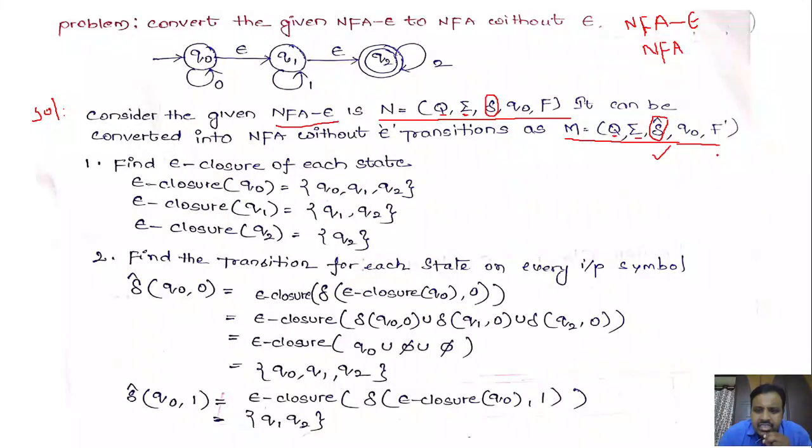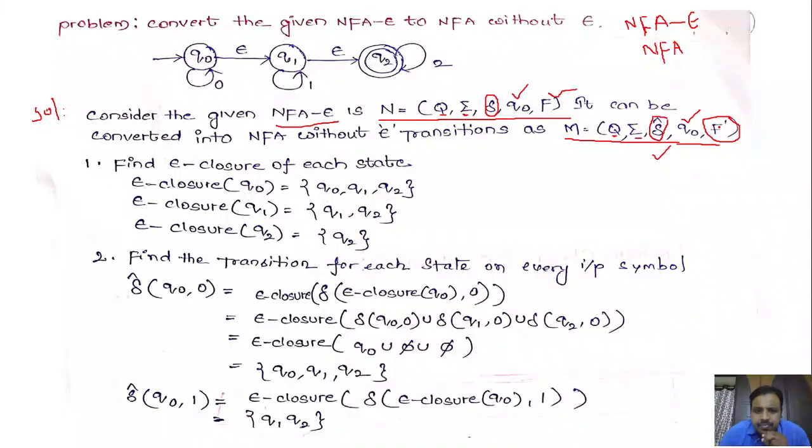Next, the starting state is the same in both the NFAs. That means Q0 in NFA with epsilon and Q0 in NFA without epsilon, so both starting states remain the same. I mentioned earlier that the number of final states may increase in the resultant NFA. So whenever you convert NFA epsilon to NFA, one change is the transition function, and the next is that the number of final states may change. That is the reason in the resultant NFA we represent it with F dash. F dash means a change in the final states.